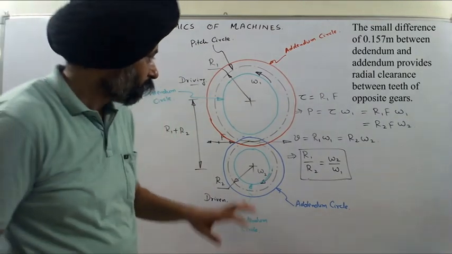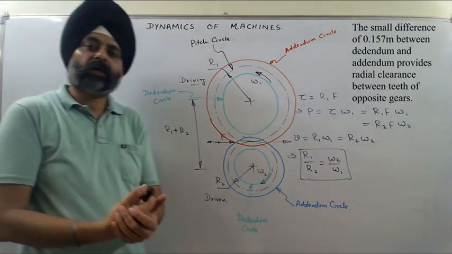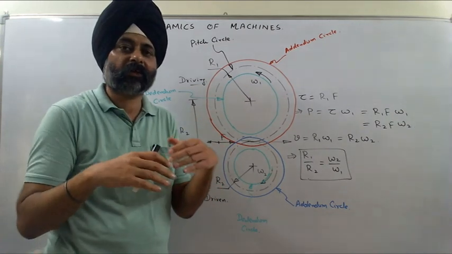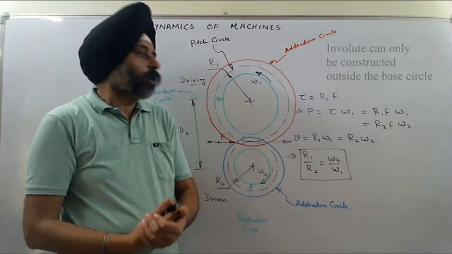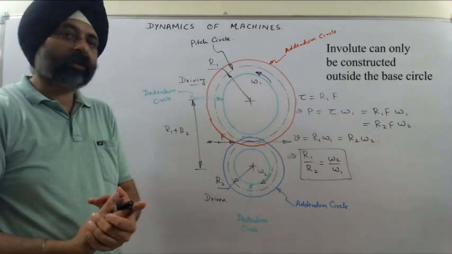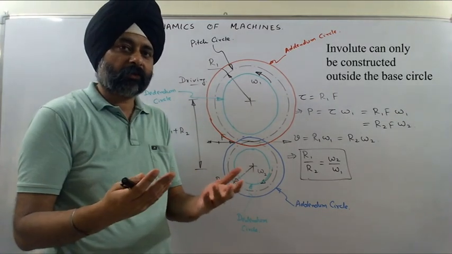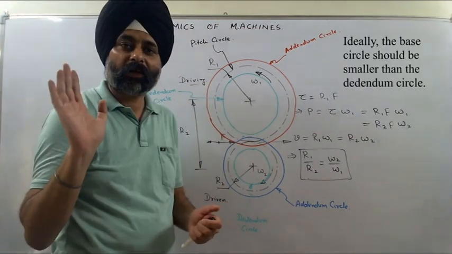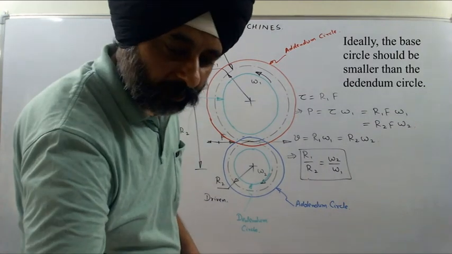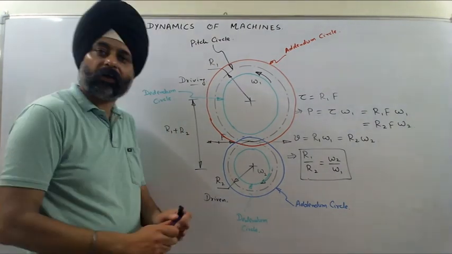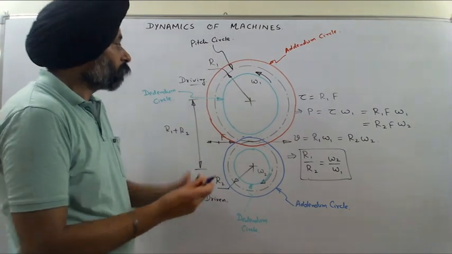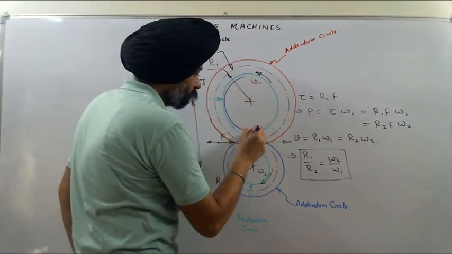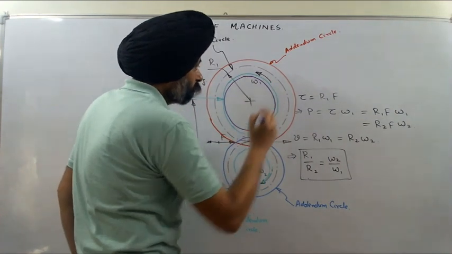Now we need to make teeth. In another video, I have already shown you how we can construct the involute on a base circle. Now, because involute can only be constructed outside the base circle, ideally the base circle should be smaller than the dedendum circle, so that whatever tooth profile we have is entirely involute. So let us decide on the base circle. Let it be around this much in size. So this is my base circle.